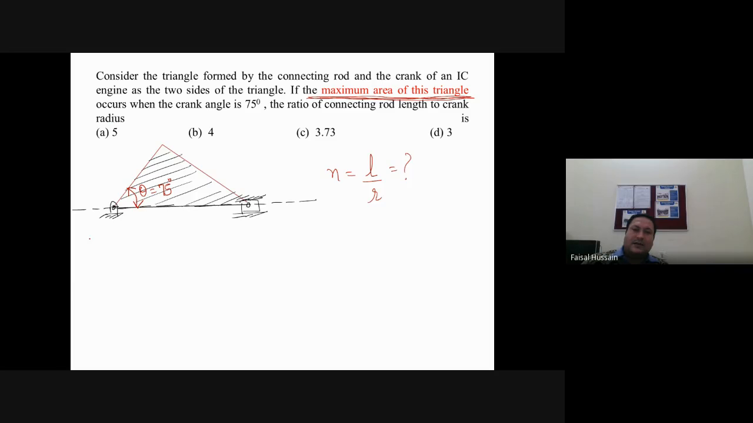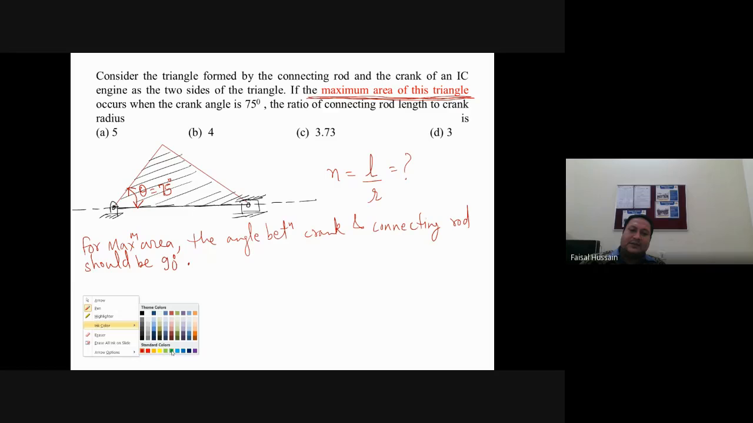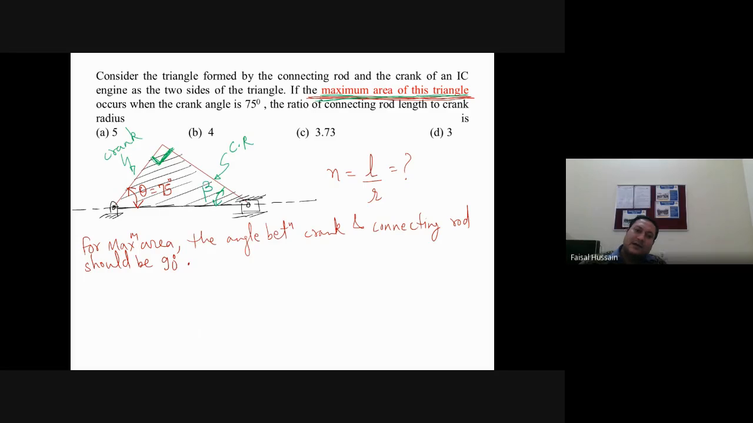Listen, you should know that for maximum area of the triangle, the angle between crank and coupler, that is your connecting rod, should always be 90 degree. That's why it has mentioned maximum area of this triangle. So when maximum area is obtained, crank and connecting rod are mutually perpendicular. So this angle is 90. If this angle is 90, then tell me what will be beta?